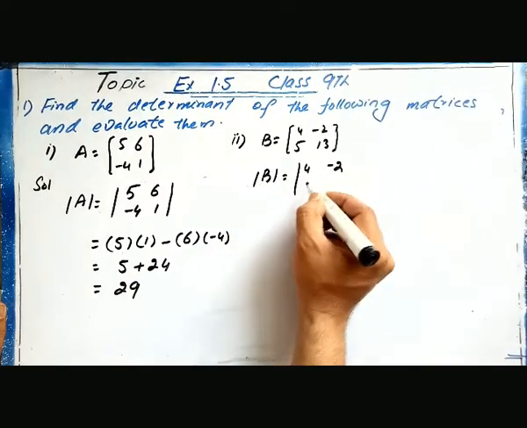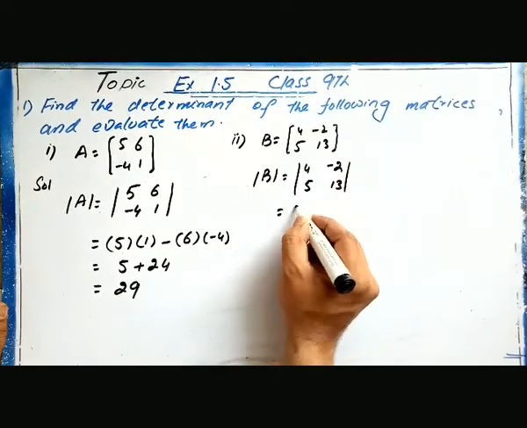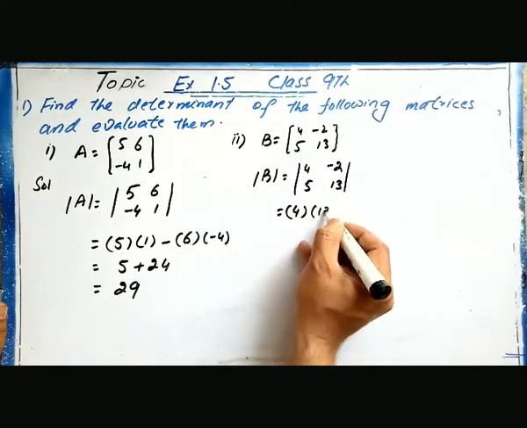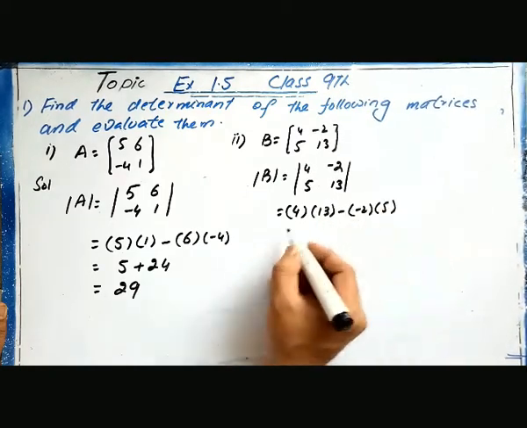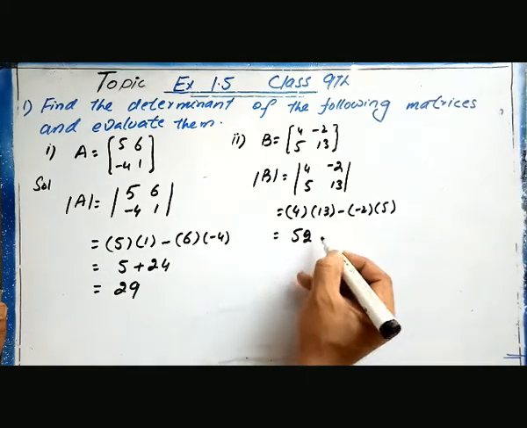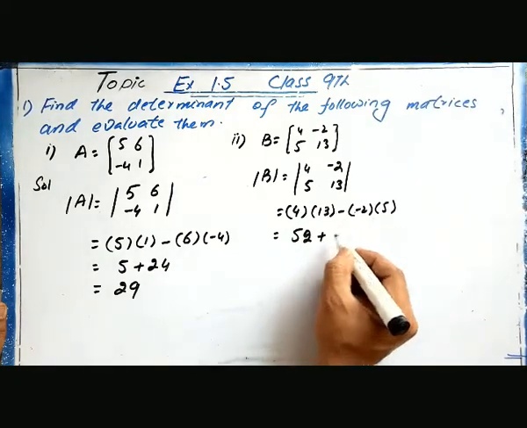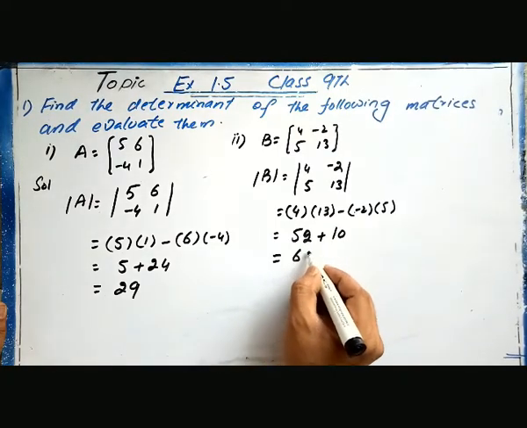4 minus 2, 5 and 13. 4 into 13 minus minus 2 into 5. 13 fours are 52, minus minus plus, 5 twos are 10, so it will become 62.